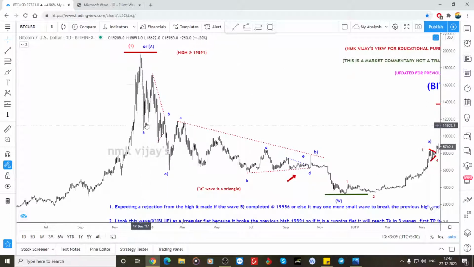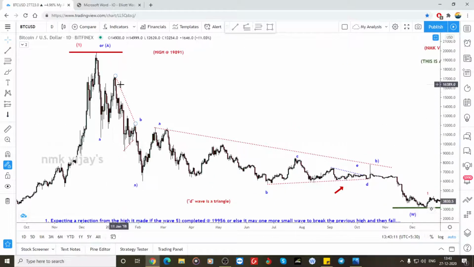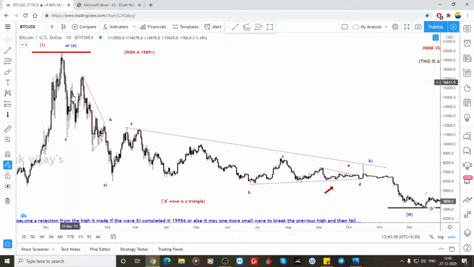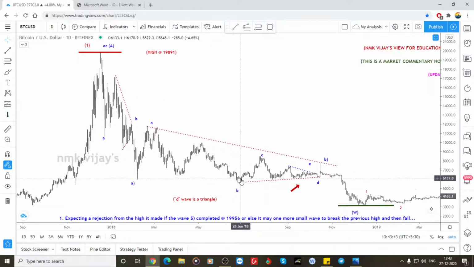See, this is A, and B is a running triangle here. So A, B, C, D, E. You have to take the trade below the D wave, or if it is a bullish triangle, we need to take it above the D wave, placing the stop loss at the E wave. So that is the book trade, and what Elliott wave has informed. Okay, so this is one more running triangle, and here is another running triangle.